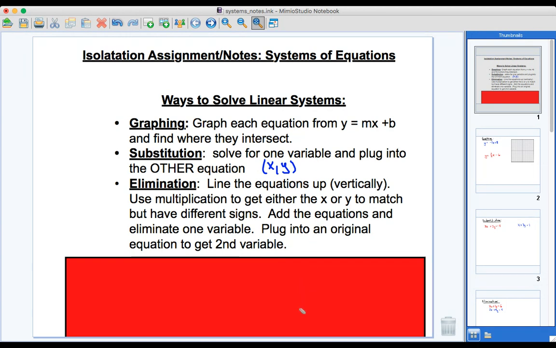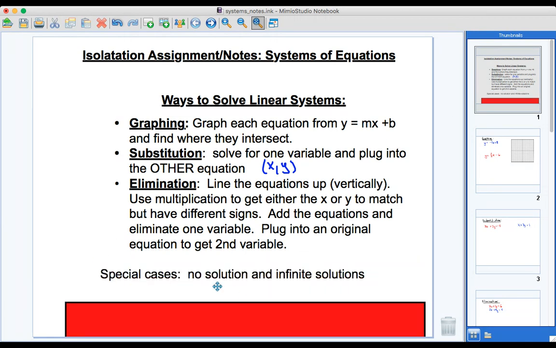Well, if the lines are parallel, let me figure out how to move these. If the lines are parallel, the special case is no solution. If it's the same line, it's infinite solutions. So no solution, parallel lines if you're graphing. And for infinite, it's the same line.